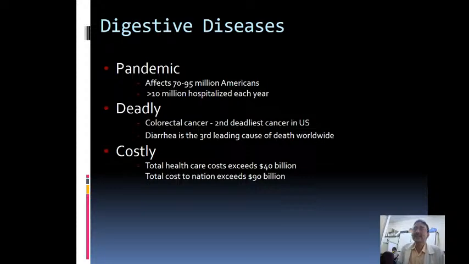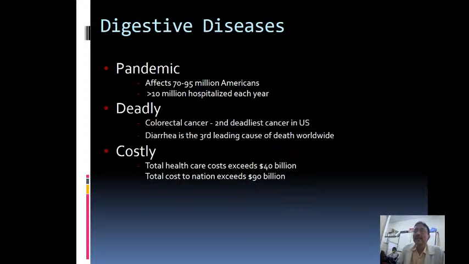Today we shall discuss the pathophysiology of the GI tract. We shall be discussing some of the common problems and common diseases which are seen in the population which are related to the gastrointestinal tract.